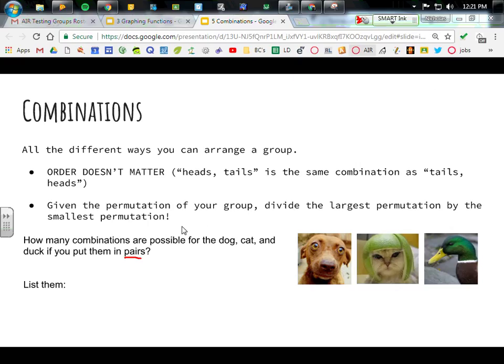Okay, so let's use the counting principle to figure out how many we're going to have. So we figure out our largest permutation first. Now in groups of 2, our largest permutation would be 3 times 2. 3 is the maximum number of options we have times 2. So that's our largest permutation. We're going to divide that by our smallest permutation, which would be 2 times 1.